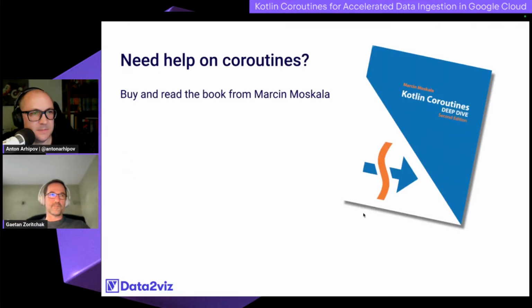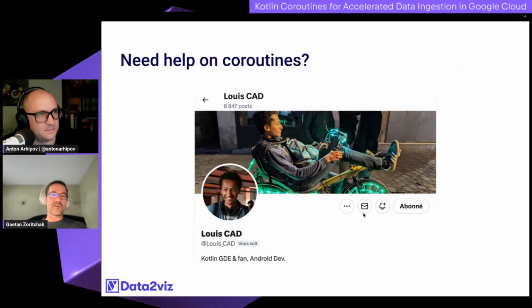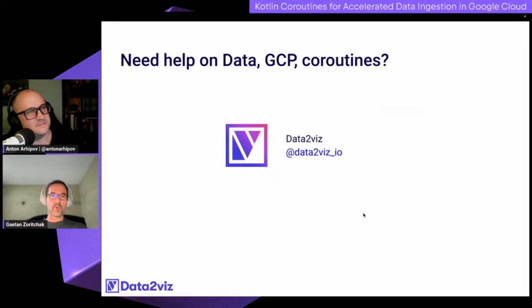Okay, and if I have an advice, and I couldn't advise this more, if you need help on coroutines, first buy and read the book from Marcin Moskala. It's really a great book to give both a higher level comprehension of coroutines and also a lot of technical, specific detail and use cases on how to implement different stuff. And I have the chance to have Louis Cad, who is working part-time in the Data to Viz team. So we discuss and we work on the code of this operator together. It was nice to do that, so thanks to him. And if you need some help, also don't hesitate to call us.